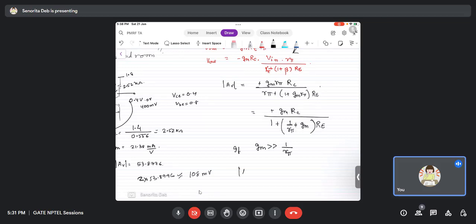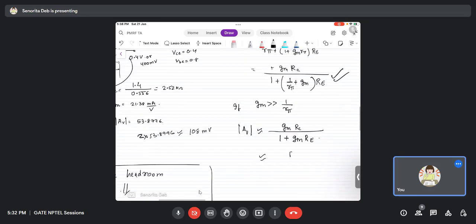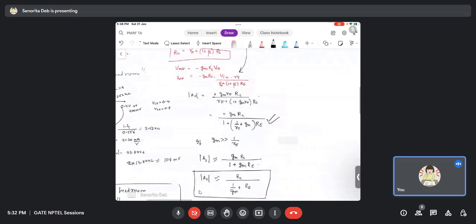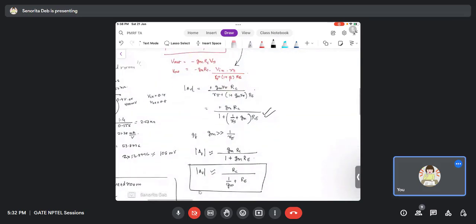We don't use the previous one much. What we use more is this one: GM RC upon 1 plus, if 1 by R pi is small, it is neglected, GM RE. So this can also be written as RC upon 1 by GM plus RE. Now this is what will be mostly used to approximate the models and solve without using small signal. So please write down these steps and then I will explain some more.